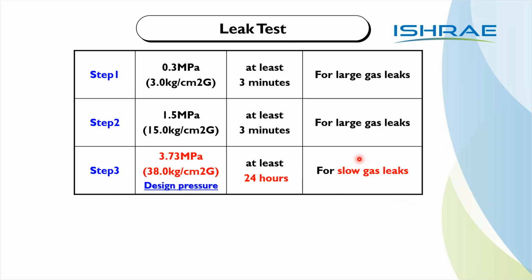Now, what is the leak test procedure that you need to follow? The first procedure is step 1. You have to check at 3 megapascals or 3 kg per centimeter square. So 3 kg per centimeter square is about 75 psi, at least for 3 minutes for large leaks.